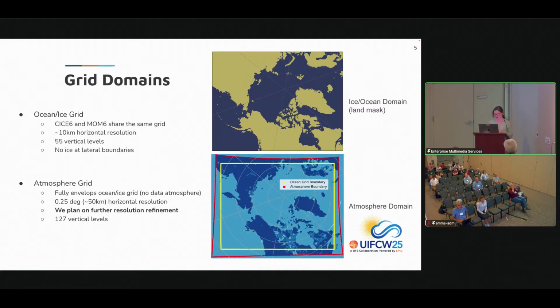At the bottom, you can see comparing the ocean to the atmosphere. The atmosphere is a little bit larger than the ocean grid. Right now, it's 50-kilometer resolution. We do want to refine that further moving forward, but for this test case, this is what we're working with, and then 127 vertical levels.